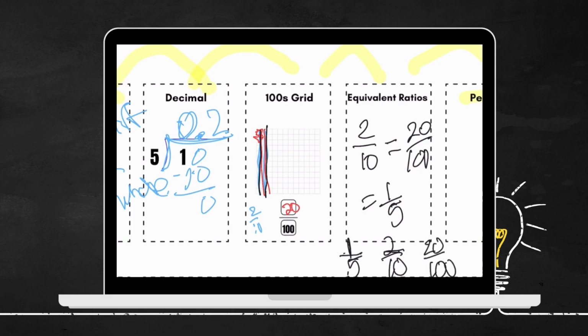From here I multiply times 2. And so 1 times 2 gives me 2, 5 times 2 gives me 10. From here I multiply times 10. 2 times 10 is 20, and 10 times 10 is 100. So those are three equivalent ratios. Can you think of any more?